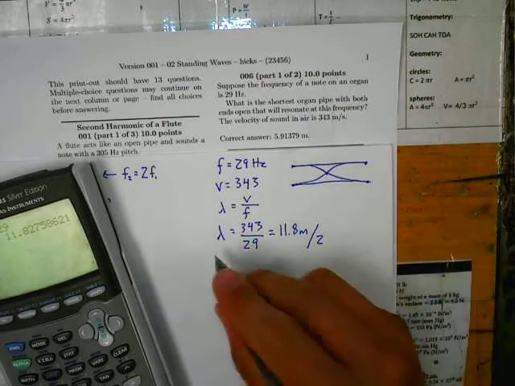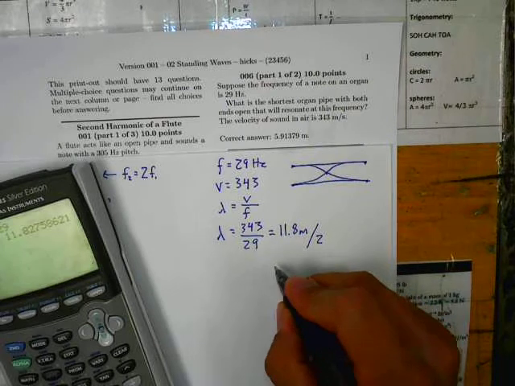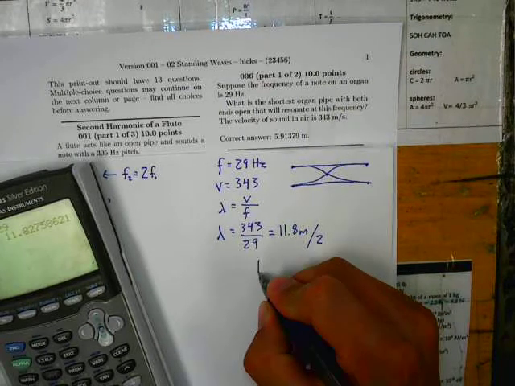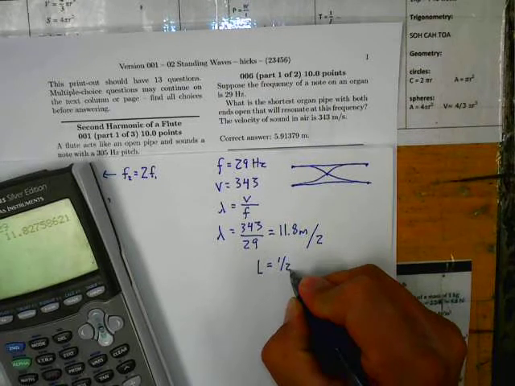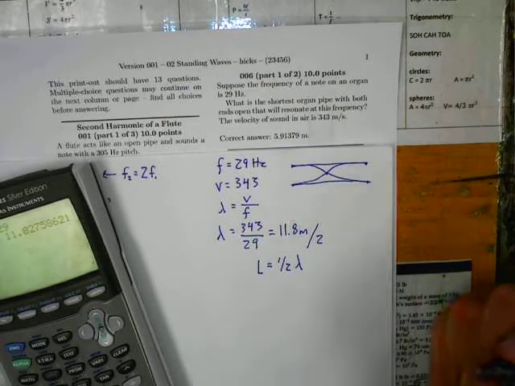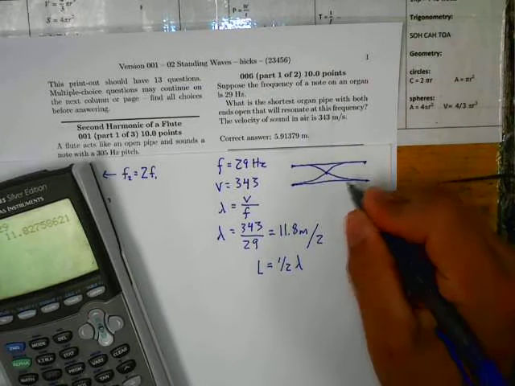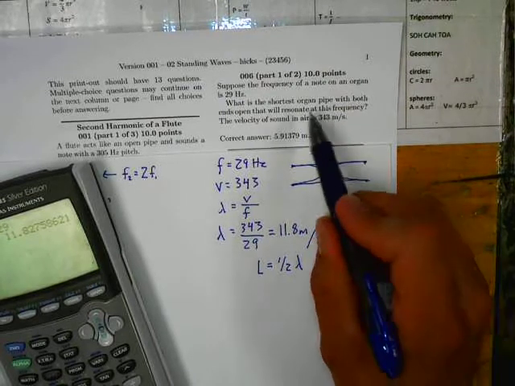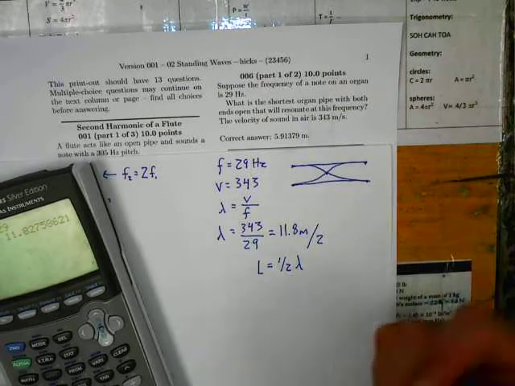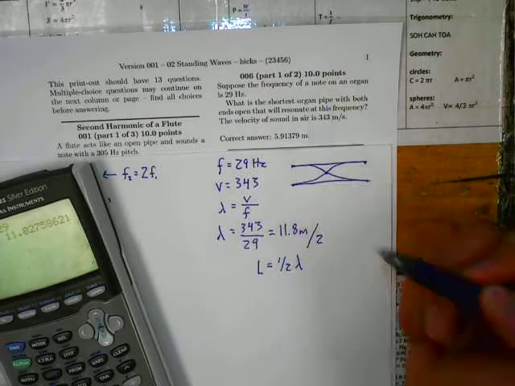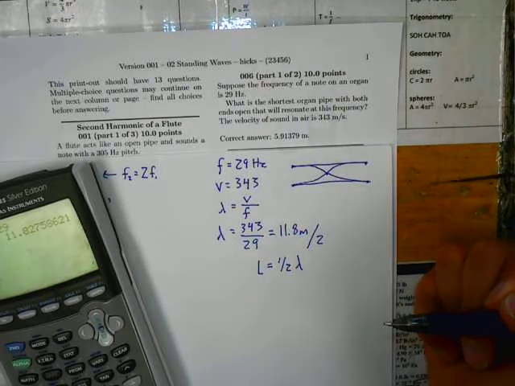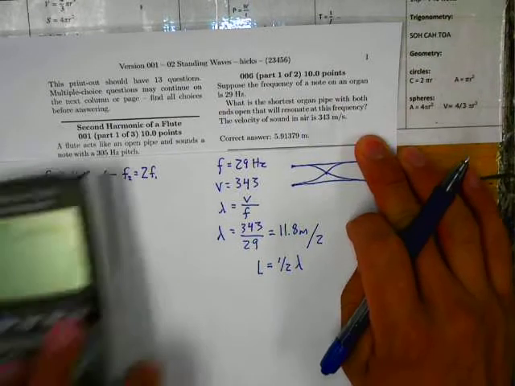Okay, and that's not going to be lambda anymore, it's going to be pipe length. So L is equal to 1/2 of lambda, in other words, for the fundamental, which is going to be the shortest pipe. So then half of 11.8, 5.91, that looks good.